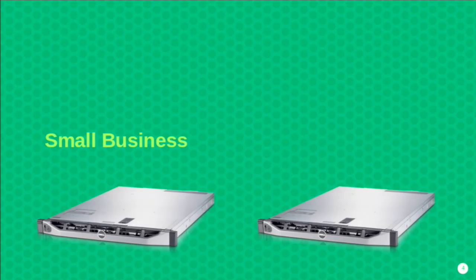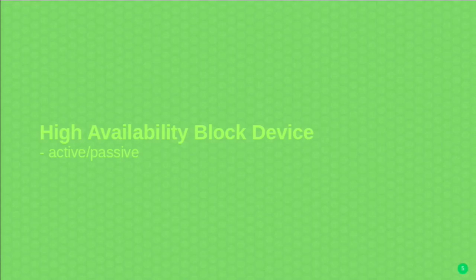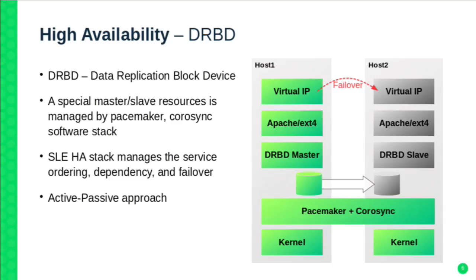We're starting from the small business. We have just two PCs, two blades, or even two VMs. This is a very basic starting point. Then we start from the block device. Initially we are just talking about the active and passive situation. Think about two PCs, two virtual machines. This is the diagram: on the left is one machine, and on the right side is another machine.